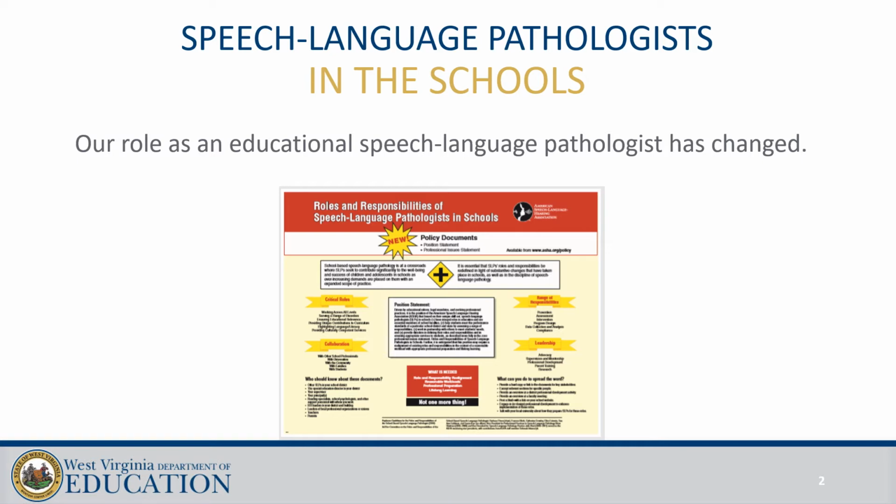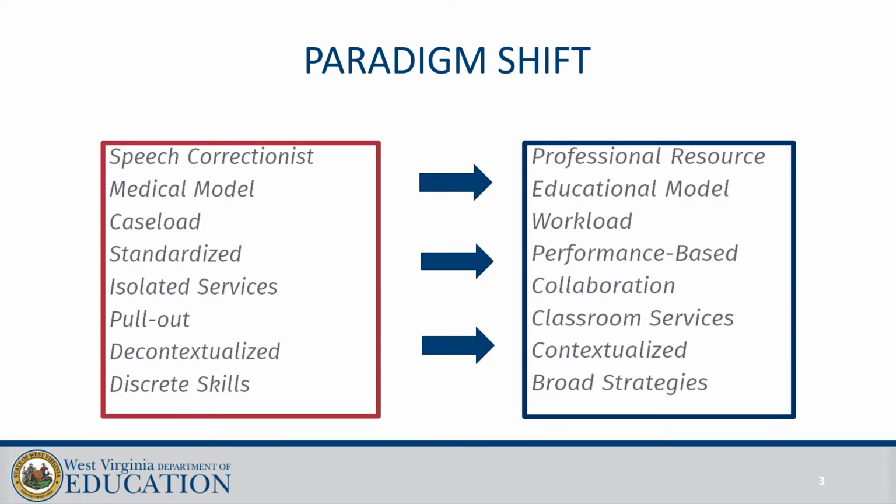ASHA provides a summary of our changing role in this handout. As educational speech-language pathologists, we must make a paradigm shift from speech correctionist to professional resource. In other words, we won't just be pulling out students and working our magic with them in our separate rooms. We have valuable information to share with the educational staff, which can help many students, not just the students on our caseload. We are moving from a medical model to an educational model.